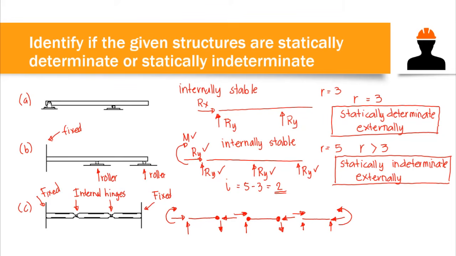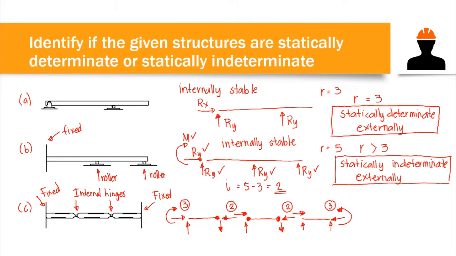If we count the number of reactions, on the left support, we have 3 reactions. On the internal hinge, we have 2 reactions. We count this as 2 because they are of the same magnitude. Then we have still another internal hinge here, with 2 reactions or internal forces. And on the fixed support, we have 3.